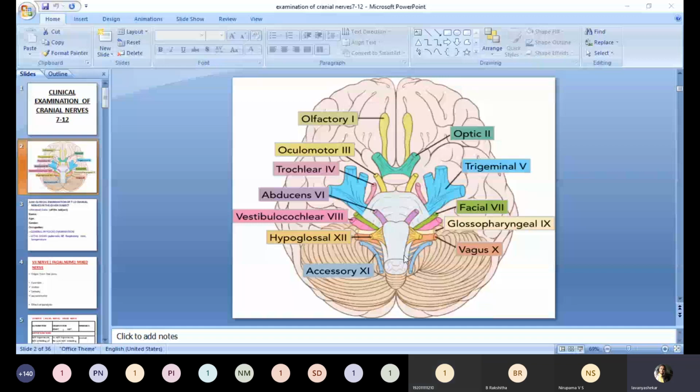Can you see the pairs of cranial nerves with the brain picture? Yes, ma'am. Here you can see the 12 different pairs of cranial nerves, in order. The first cranial nerve is the olfactory. Second is the optic. Third is the oculomotor. Then trochlear, trigeminal, abducent. Then facial, vestibulocochlear, glossopharyngeal, vagus, and the accessory nerve. And the 12th cranial nerve is the hypoglossal nerve.